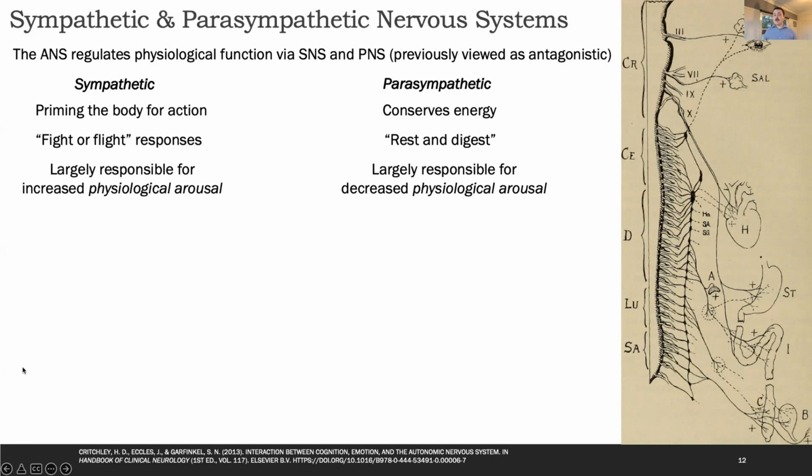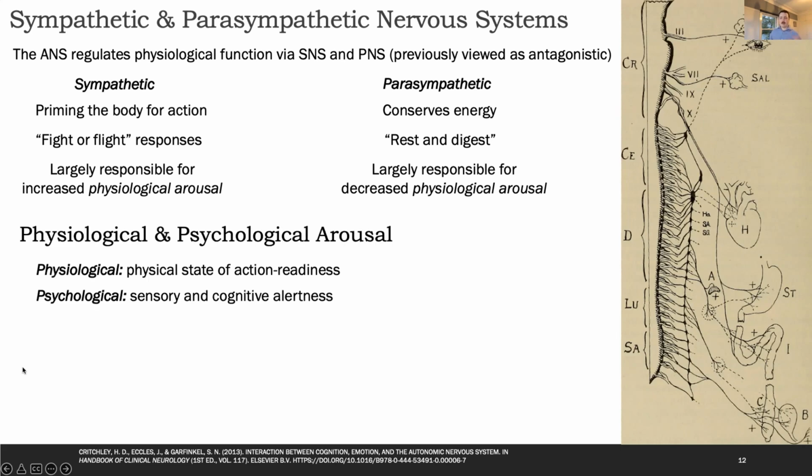The opposing nervous system is the parasympathetic system. And this is all about the opposite. It's conserving energy. It's what's often referred to as resting and digesting. So it is what's used for recovery. It's for digesting food. And when we see increases in parasympathetic activity, this is generally decreasing the physiological arousal. So it's slowing down that readiness for action.